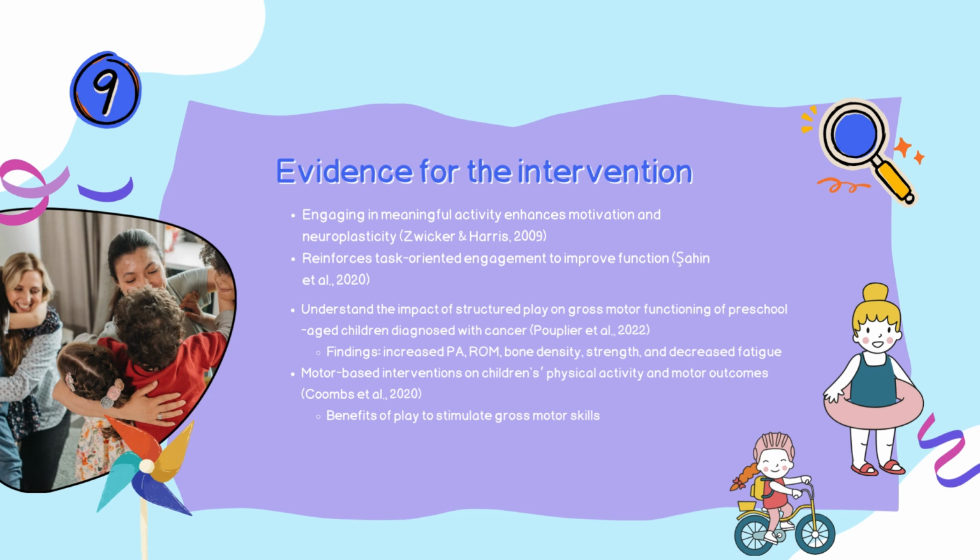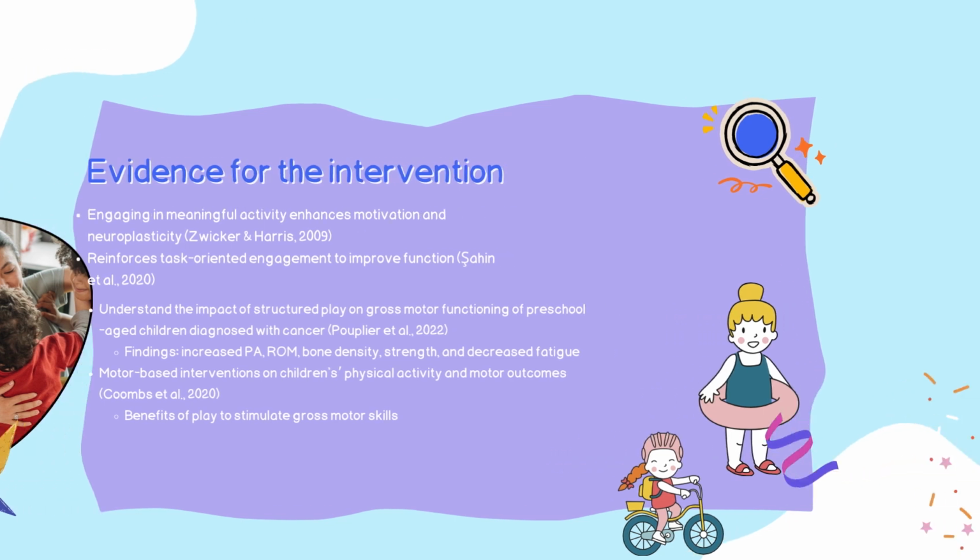And then in a systematic review, researchers investigated the effects of motor based interventions on children's physical activity and motor outcomes. Participants were included if they were diagnosed with leukemia, and it was found that children who engaged in exercise and motor interventions had improvements in fatigue during acute chemotherapy, and during maintenance chemotherapy, individuals had increases in physical activity, range of motion, bone density, and strength.